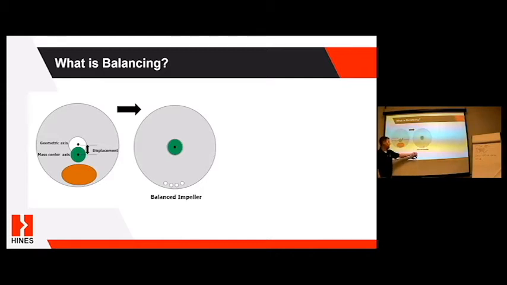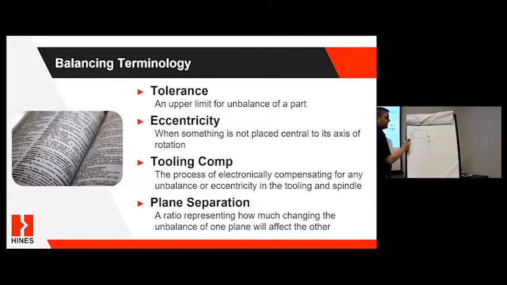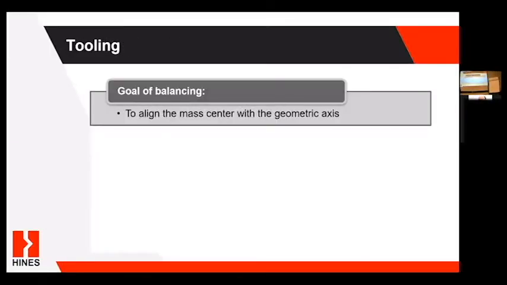In order to balance this part, what we would do is remove material. These holes represent drilled holes, right? We would drill the right amount of holes to line up the geometric axis, or axis of rotation, with the mass center axis. And one thing that really determines a plane separation, or how good it can be, is how close the planes are together.